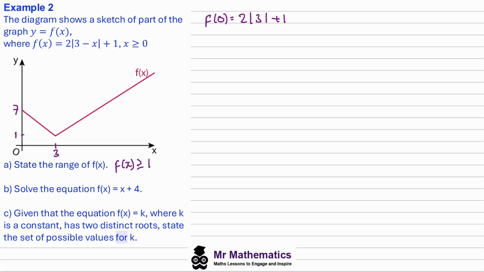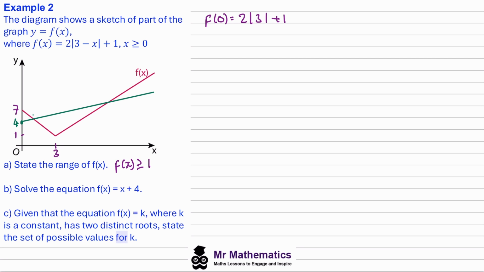And then for part B, solve the equation that f of x is x plus 4. Well, if we sketch x plus 4, it will have an intercept between the 1 and the 7, so about here. And the gradient will be less steep than the function of x because this has a gradient of positive or negative 2. So I'll draw on it something like here.